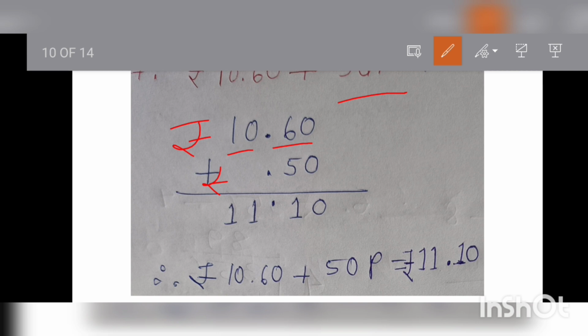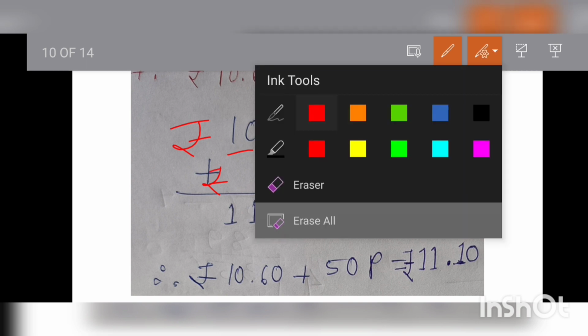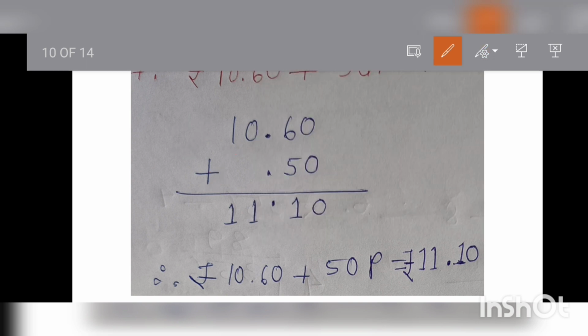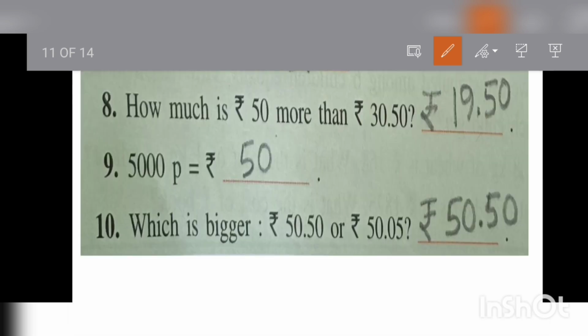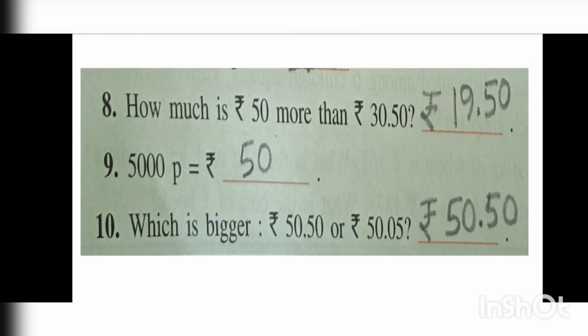Now you add this. 0 plus 0 is 0. 6 plus 5 is 11. 1 is put here and 1 is remaining. So 10 plus 1 is 11. Okay, now see question number 8.